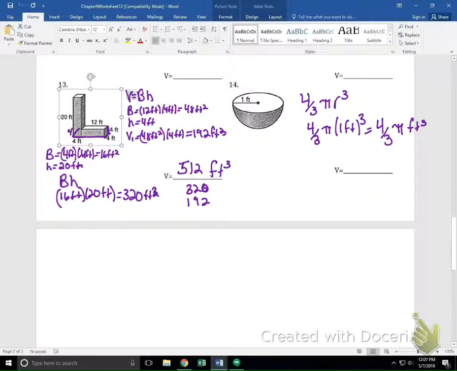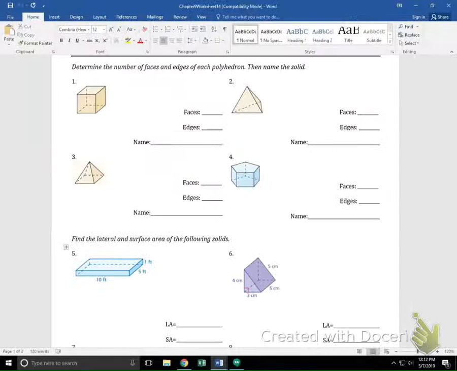So Reggie, put it in your calculator. 4 times pi divided by 3. Which is? It is approximately 4 feet cubed. So that's for the whole sphere. How do we find the hemisphere? So that leaves me with 2 feet cubed.